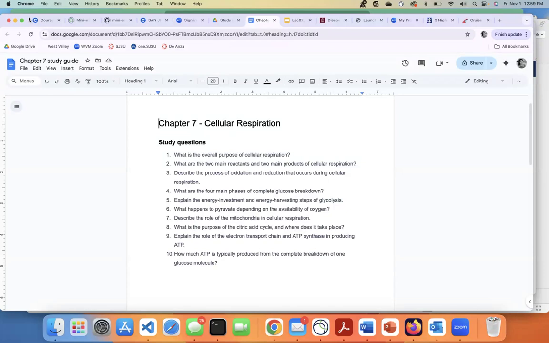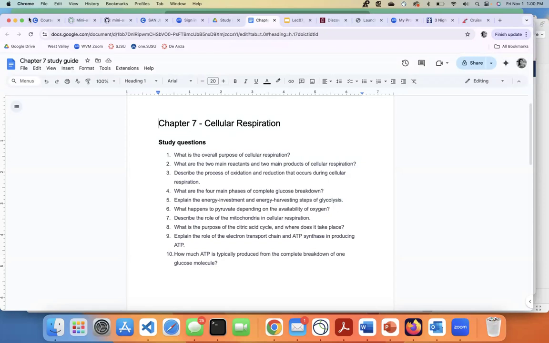The four main phases. Think of that one slide that we looked at, and we talked about what happens in the cytoplasm versus what happens in the mitochondria. And what are the four phases? Explain the energy investment and energy harvesting. Think about when we actually use ATP versus when we're actually able to harvest ATP.